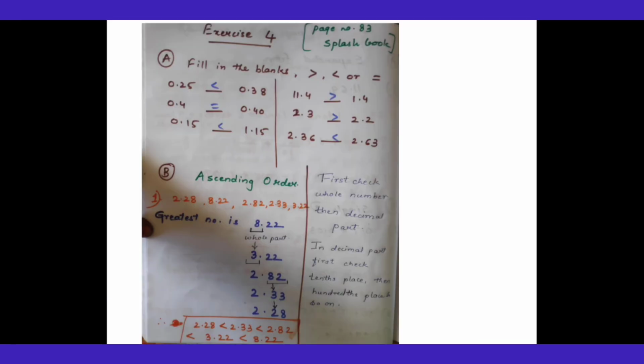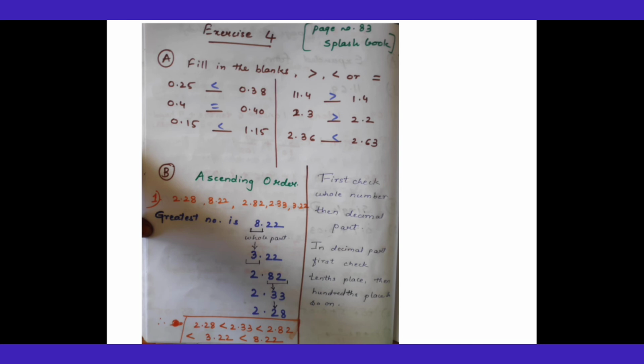Now exercise 4, page number 83 of Splash Book. See, this comparison of decimals is there in your exercise. You have to solve it in the same way. See here, first one 0.25 and 0.38. So what will we compare here? First we will compare the tenths part, okay, then the hundredths part. Fine.